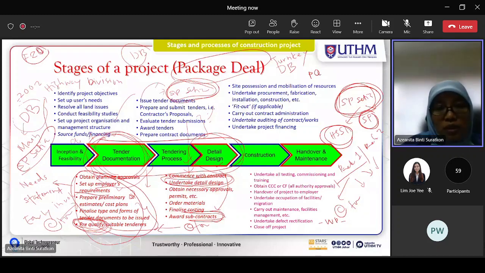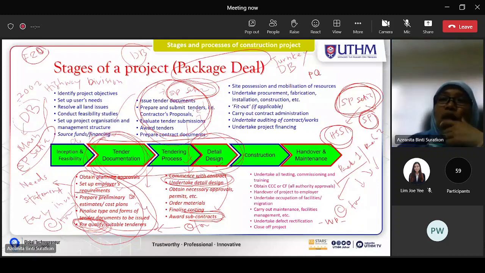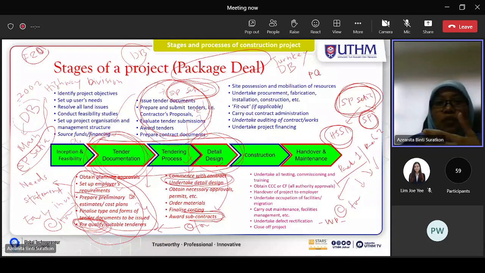They call for the main contractor. In this case, SP Setia is one of them, putting it in the context of this project, F20. So SP Setia will come up with a proposal. Normally his proposal includes design and costing as well.